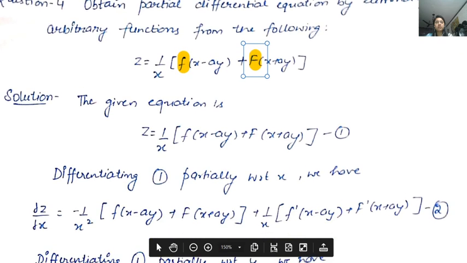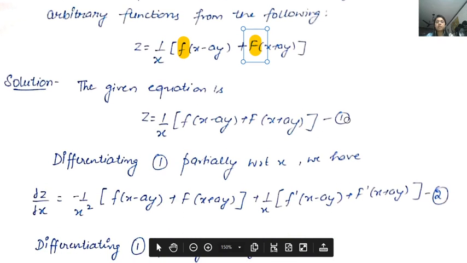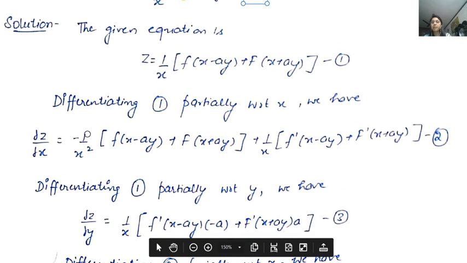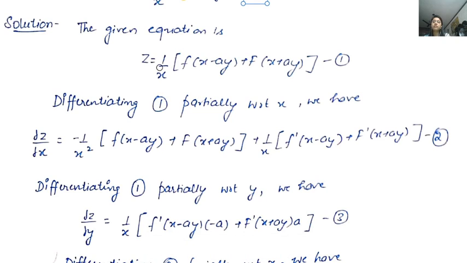Let this equation be named as equation 1. Differentiating partially with respect to x, we get ∂z/∂x equals to minus 1 by x square. For differentiating it, we will use the product rule. When we differentiate 1 by x, we get minus 1 by x square into this term as it is, plus 1 by x as it is, and when we differentiate it with respect to x, we get f dash (x minus ay) plus capital F dash (x plus ay).